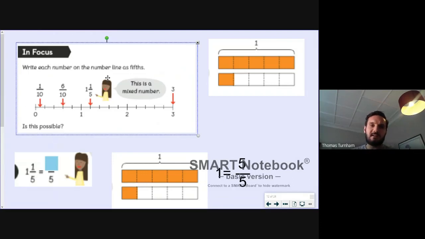And the question is, is this possible? Are these fractions and whole numbers and mixed fractions in the right place? So to do this, you've got to understand loads of different things. But none of them are complicated. It's just the fact that there is so much going on.